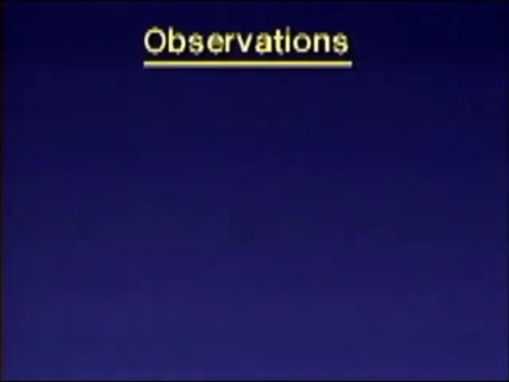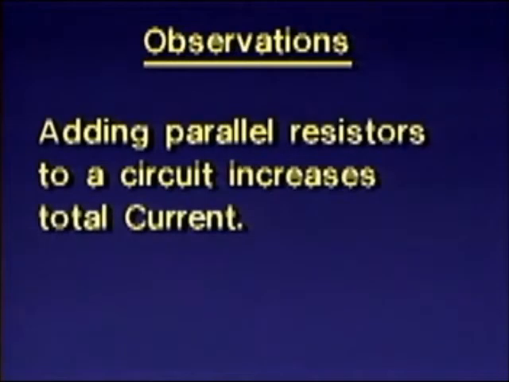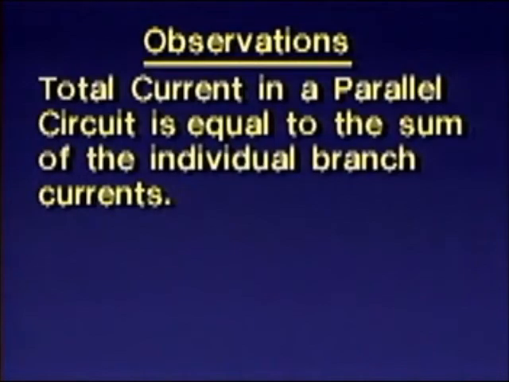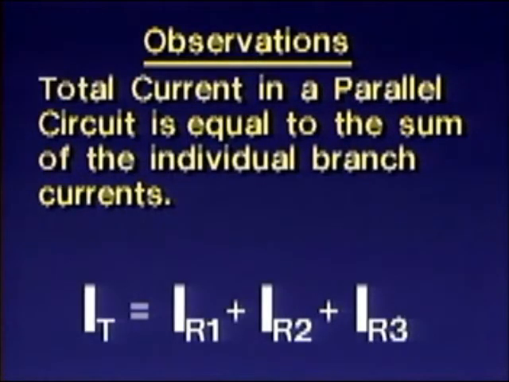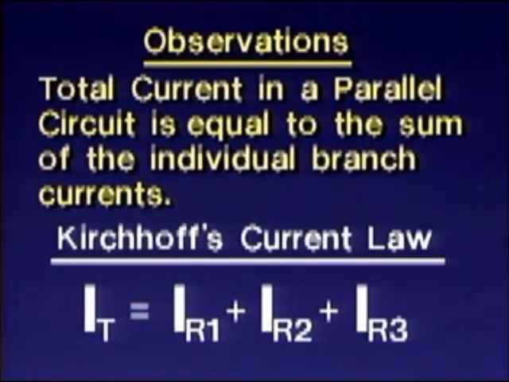Two observations can be drawn from this demonstration. 1. Adding parallel resistors to a circuit increases total current. And 2. Total current in a parallel circuit is equal to the sum of the individual branch currents. That is, IT equals IR1 plus IR2 plus IR3. This is known as Kirchhoff's current law.